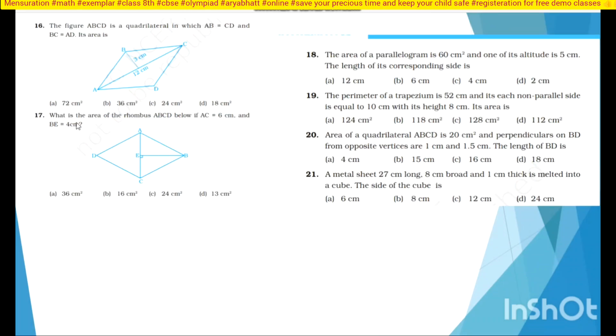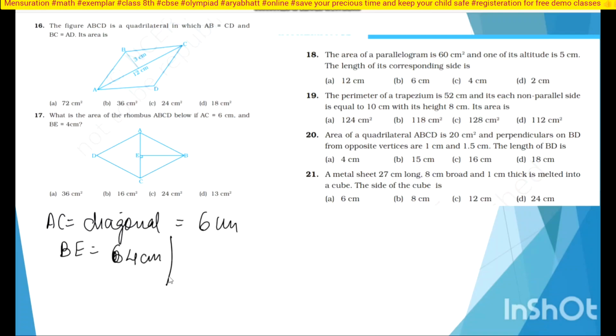Question number 17. What is the area of the rhombus ABCD? ABCD is a rhombus, AC is 6 centimeter and BE is 4 centimeter. Now, they are saying AC is the diagonal, and the diagonal length is 6 centimeter. And BE is 4 centimeter. Now see, they have drawn a perpendicular, so the perpendicular distance from here to here is BE, and BE length is 4 centimeter.